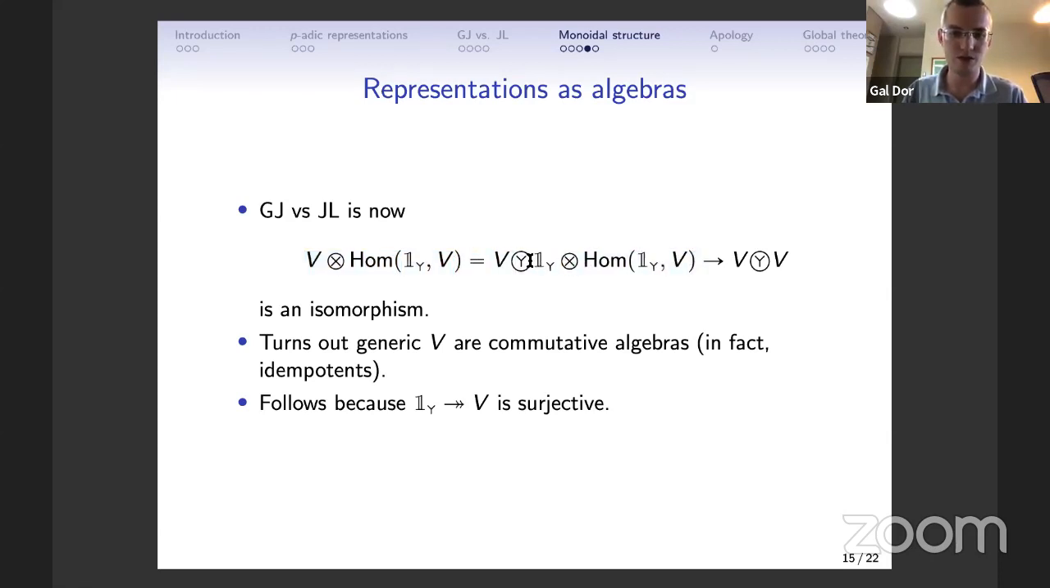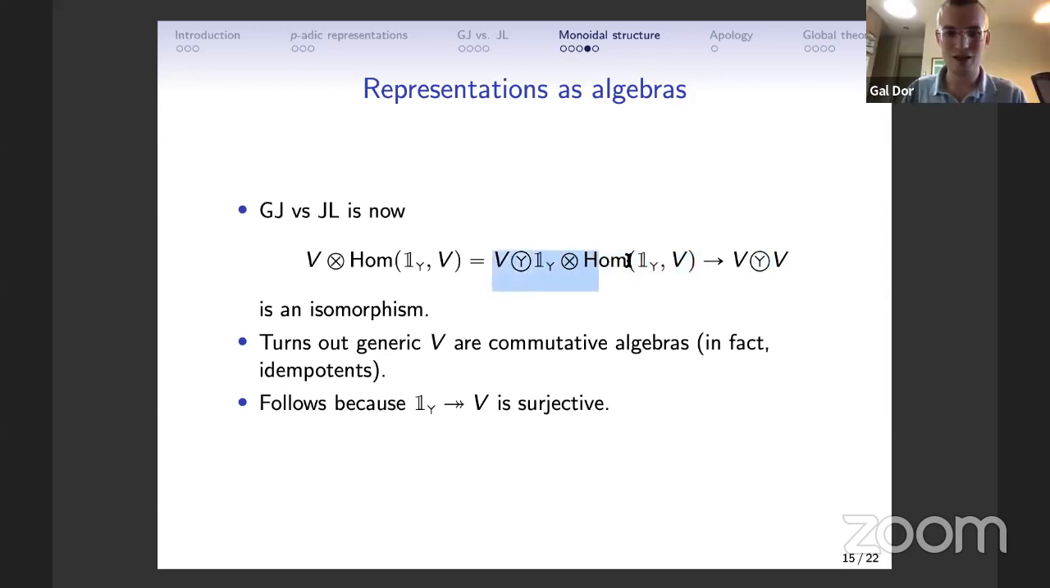Now, here what I do is that I just say, look, I have 1 tensor Hom from 1 to V. This is just the G module. But this G module has a canonical morphism to V. Because if I have an element in 1 and a map from 1 to V, then I get an element in V. So there's a canonical isomorphism between 1 times Hom from 1 to V and V.